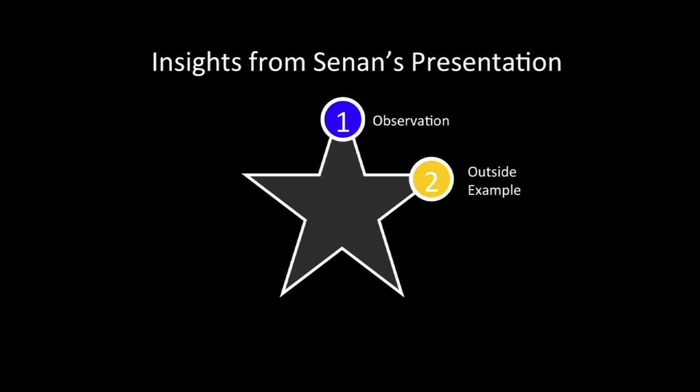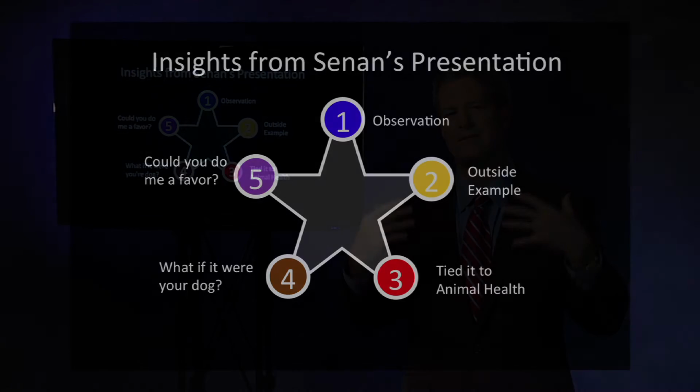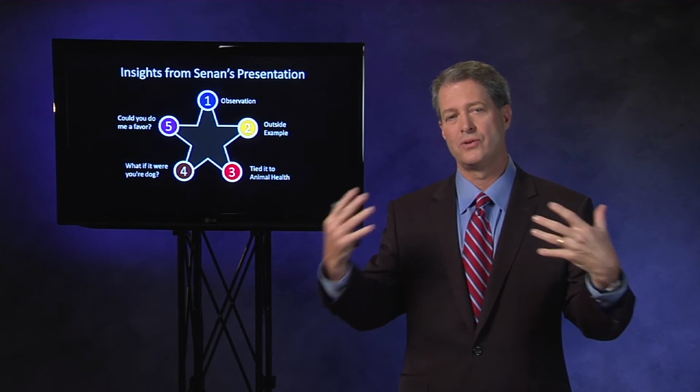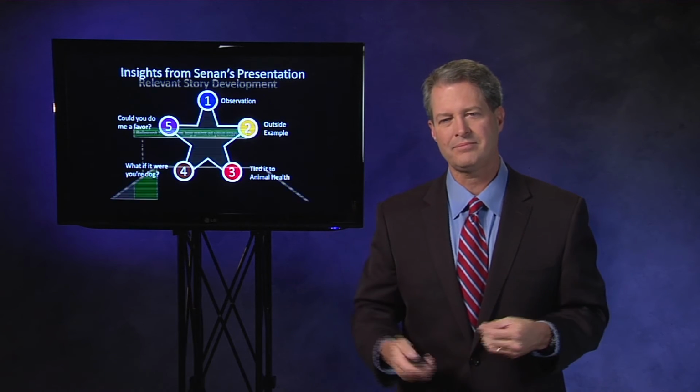Then next, he used an outside example. He said, just in my own life, when I go to Starbucks or when I'm renting a movie, I appreciate convenience. Then he said, it's the exact same thing with animal health, and he tied that benefit to animal health. Then he said, Dr. Cox, what if it was your pet? Which one would you prescribe? I think that's such a brilliant question. And finally, he said, could you do me a favor? On the next 10 pets, next 10 dogs that could use Convenia, would you prescribe it for them? And just see what kind of response you get.